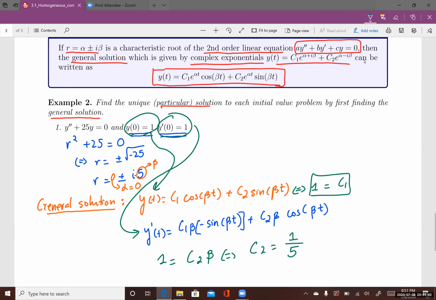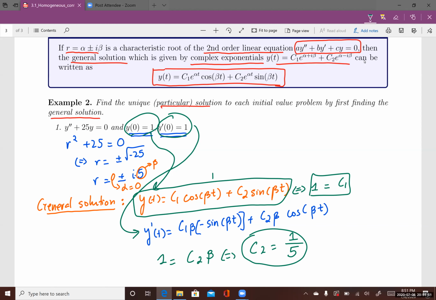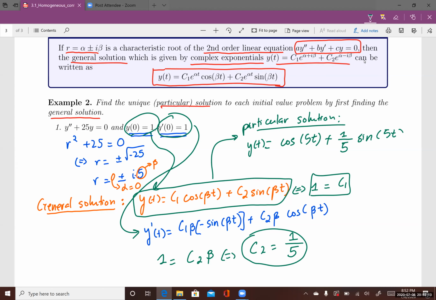I can plug these two pieces of information and this general solution together to find my particular solution. So particular solution, it's going to be y of t equals C1, which is 1, cosine of beta t, which is 5t, plus C2, which is 1 over 5, times sine of 5t. So this is my particular solution. And this is my general solution.